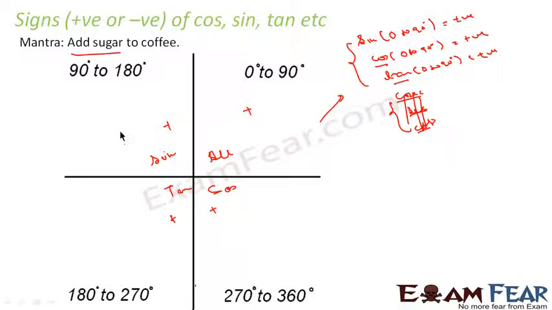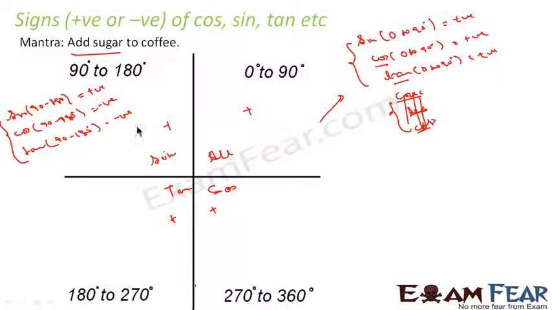Now for 90 to 180, only sine is positive. So that means if I say sine of any number from 90 to 180, this guy is positive. But when I'm talking about cos of any number from 90 to 180, this becomes negative. And tan of any number in this range is also negative. So only sine is positive. Here all are positive. Here only sine is positive.